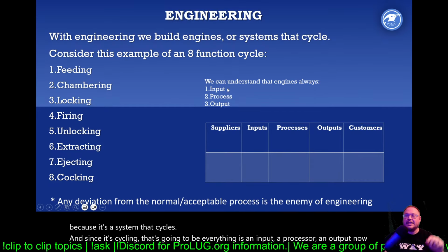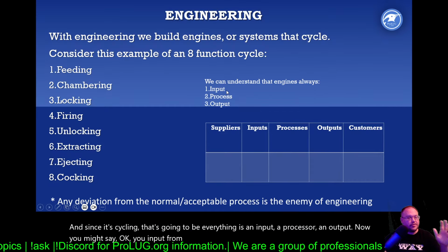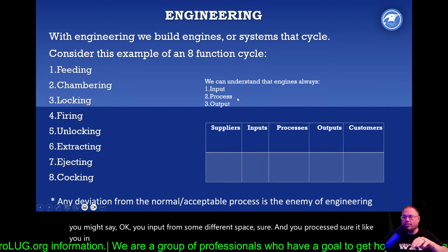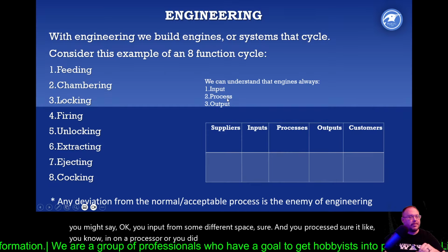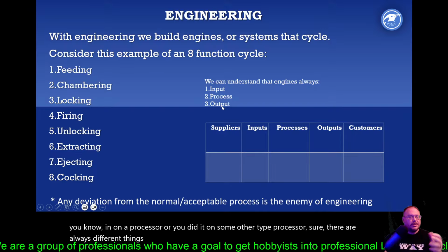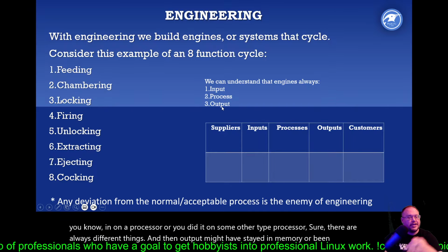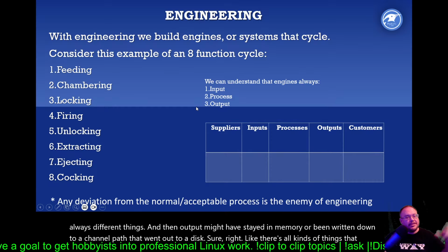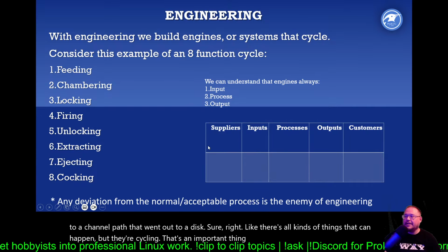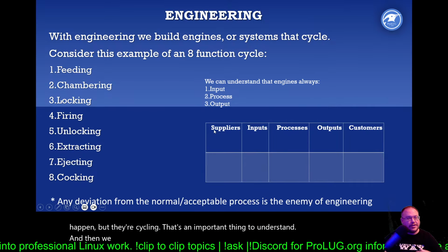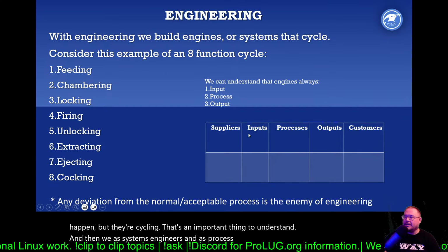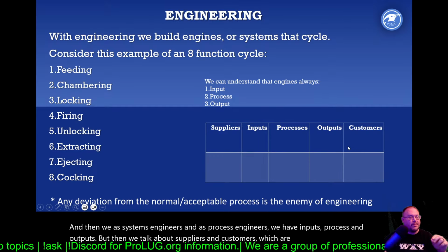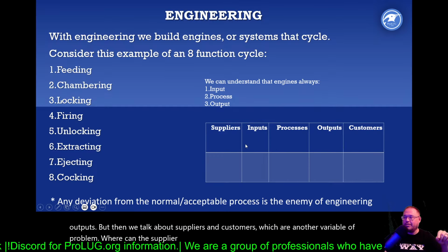Now, you might say, okay, you input from some different space, sure, and you processed, sure, on a processor, or you did it on some other type of processor, sure, there are always different things. And then output might have stayed in memory or been written down to a channel path that went out to a disk, sure, right? There's all kinds of things that can happen, but they're cycling. That's an important thing to understand. And then we as systems engineers and as process engineers have inputs, process, and outputs, but then we talk about suppliers and customers, which are another variable of problem: can the supplier properly put an input, fill out a form?